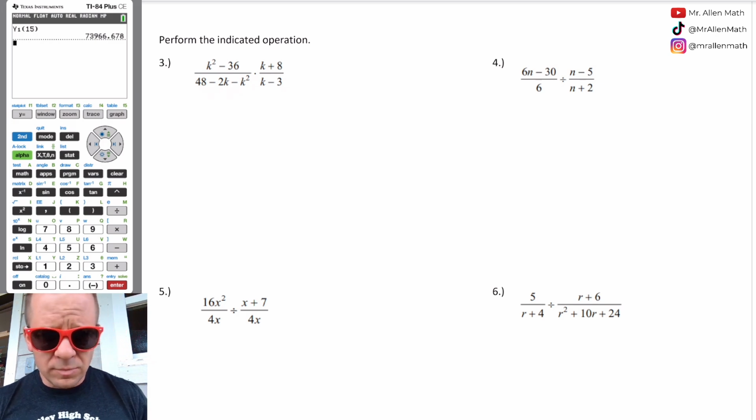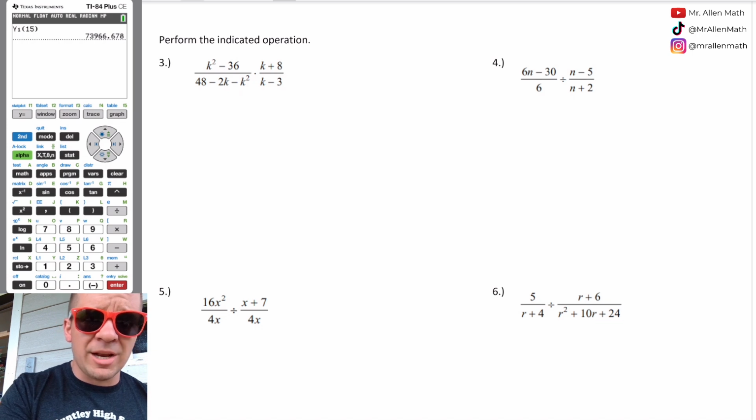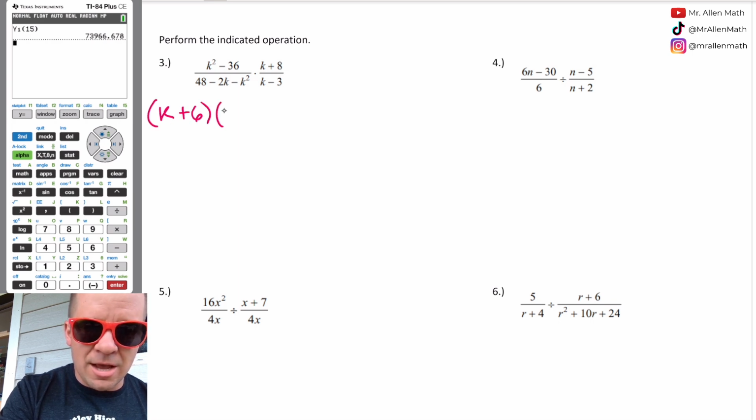Okay. So for that first one there, let's see, we've got to get a lot of factoring done. Tons of factoring. So I've got k squared minus 36. That's going to be k plus 6 and k minus 6.